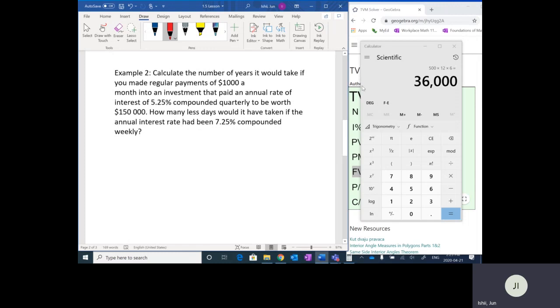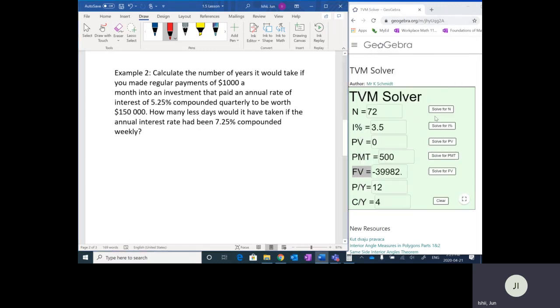Okay, so here we're comparing two different investments. All right, so let me just kind of clear this here. Okay, so our payments are 1,000 a month. All right, so payments per year would be 12, into an investment at a rate of 5.25% compounded quarterly. Okay, so compounded per year would be 4, and we want this to reach $150,000.